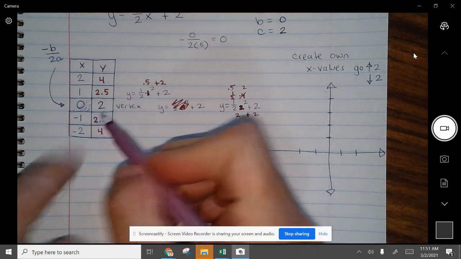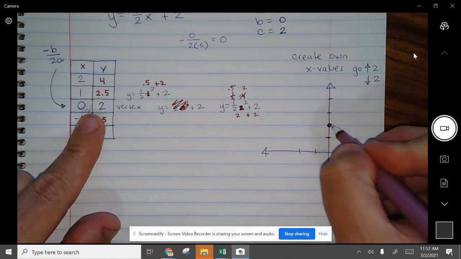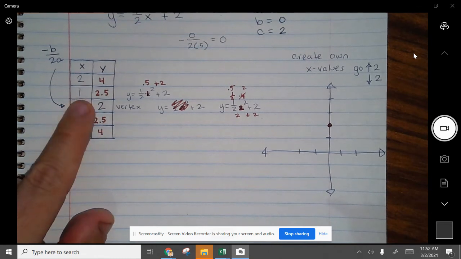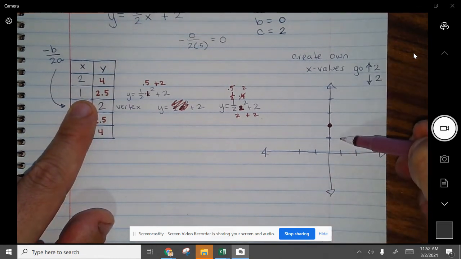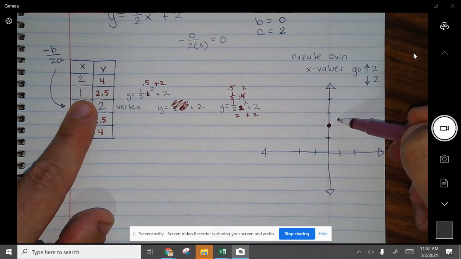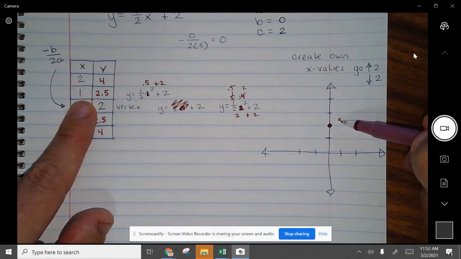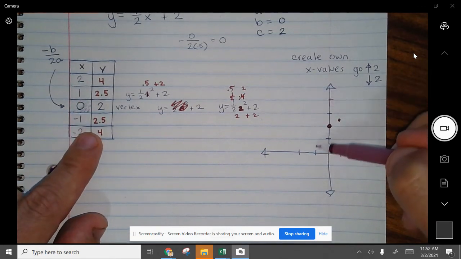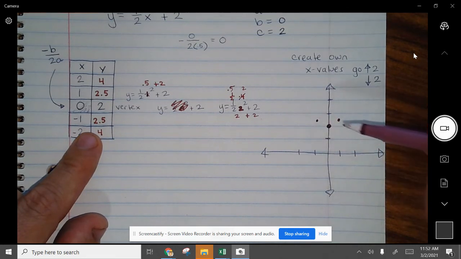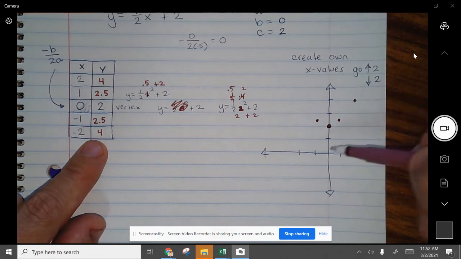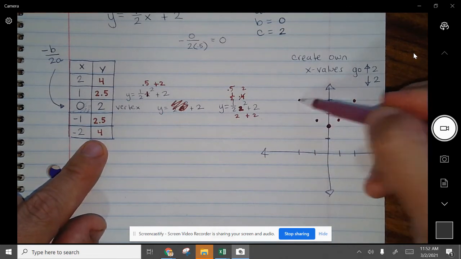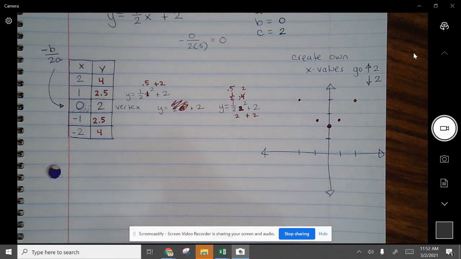Your first one, I'm going to do the vertex first. 0, 2. Over 1 up 2.5. Over 1 up 2.5. See how I went in the middle for the half? Okay. Negative 1 up 2.5. Right here. All right. Then over 2 up 4. Negative 2 up 4. And there's my graph.